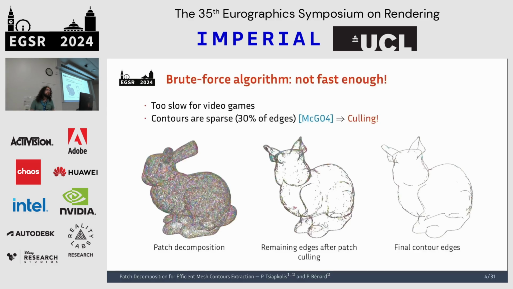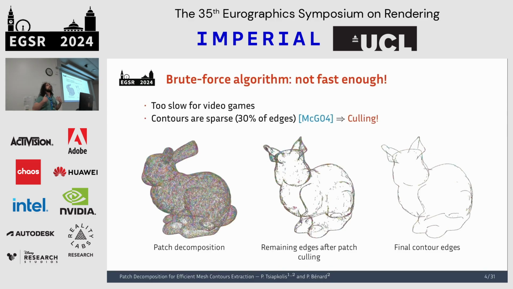Yeah, so of course we could try a brute force algorithm where we check every edge on the mesh, but meshes have a lot of edges and therefore it's a bit too slow for video games, you know? Like if you say 2 milliseconds to a technical director, he's already looking at you pretty weirdly. He doesn't want to do that. But thankfully, there are not actually that many contours, about 30%. So we could use some culling approaches.